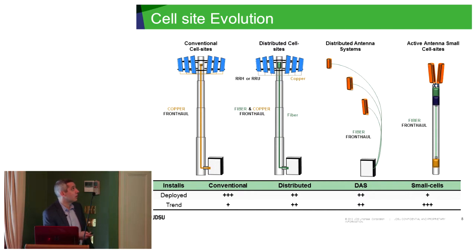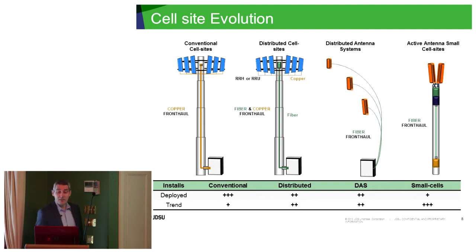If you look left to right, there are traditional macro sites, typically copper front haul, conventional, with lots and lots of these deployed. But we're moving towards distributed cell sites where you break that connectivity with the radio heads and put the remote radio heads at the top of the tower, and typically these days put fiber in that front haul, and that's starting to gain a lot of traction at the moment.